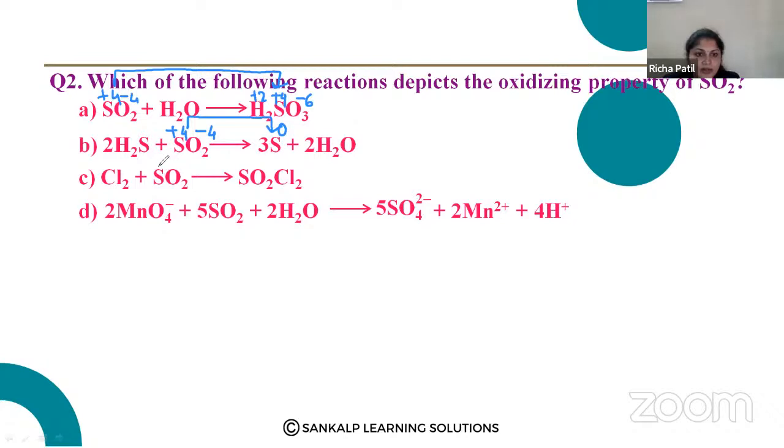We'll see another also here. So this is also +4. So each chloride is -1. You know, Cl is -1. There are 2 Cl, so it will be -2. Each oxygen is what? -2. This is -4, right? So here what it will be?